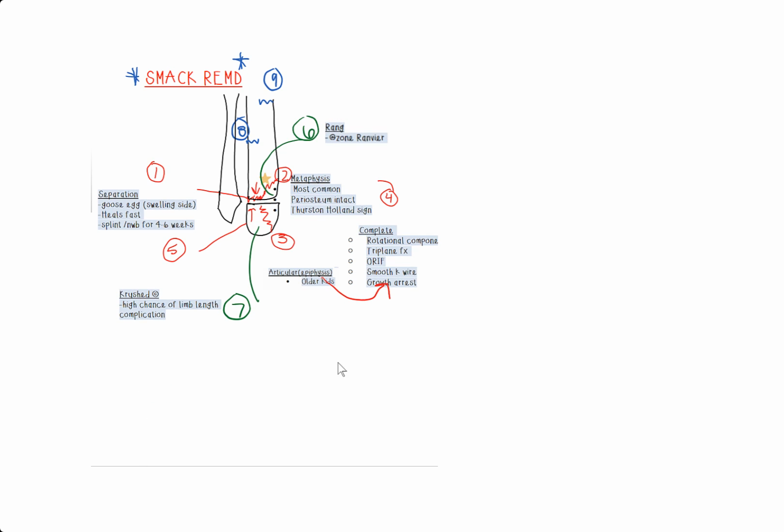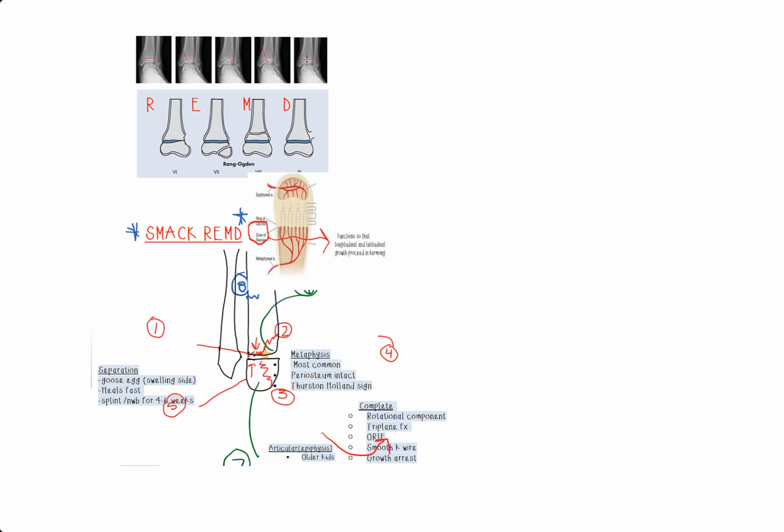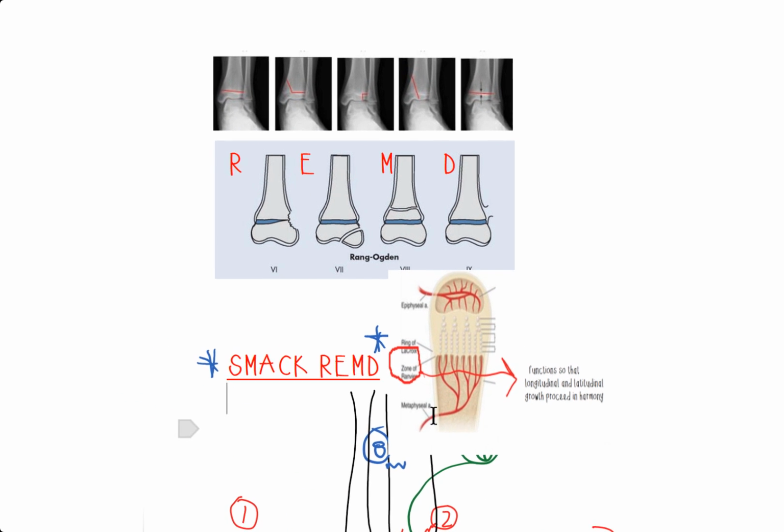Then moving on to number 5. This is going to be the K in SMAC. This is also crushed with the K. This is also a high chance of limb length discrepancy and compensation because you're really just smacking those 2 ends of the growth plate together.